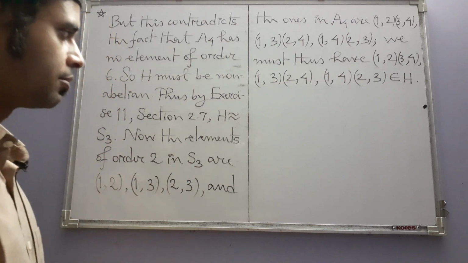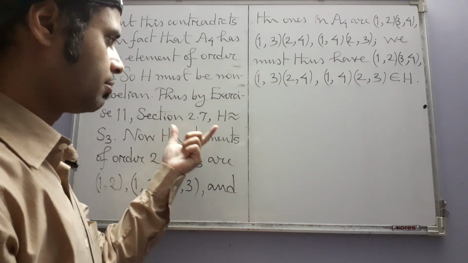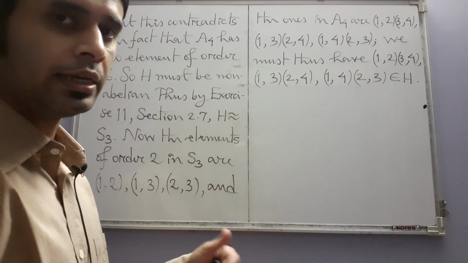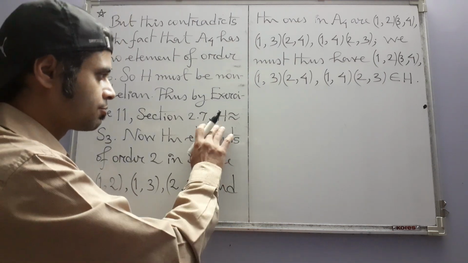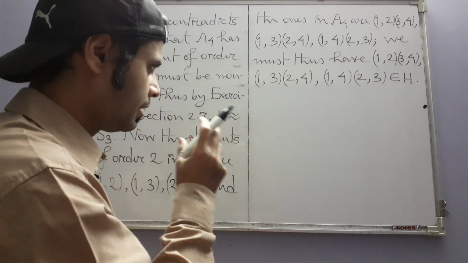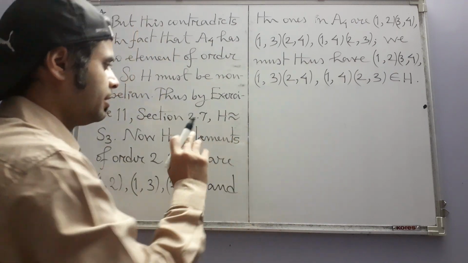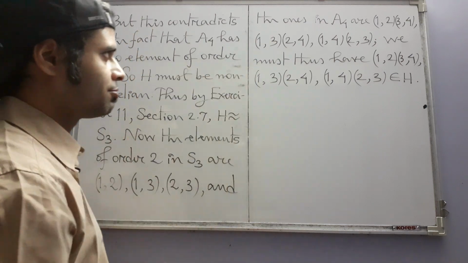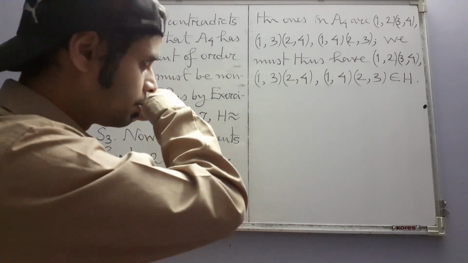being isomorphic groups, S3 should behave exactly like H, or rather I should say H should behave exactly like S3. They are the same thing, but since we do not really know what H actually is, I am saying it like that. Anyway, now the point is that S3 has 3 elements of order 2, H also has 3 elements of order 2, fine.